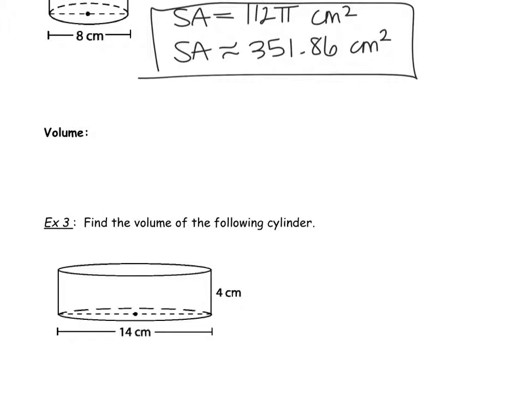Lastly, we want to talk about volume. So the way we find the volume of a cylinder is the same way that we find the volume of a prism. It's the area of one base times the height. Well, in this case, since our base is a circle, the area of one base is pi r squared, and then our height is h. So it's the same idea as a prism, but in this case, because the base is a circle, we have an exact formula. So the volume of a cylinder is given by the equation pi r squared h.